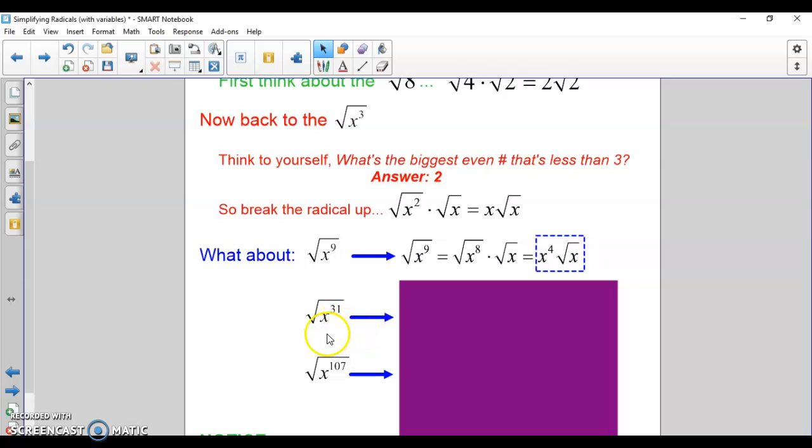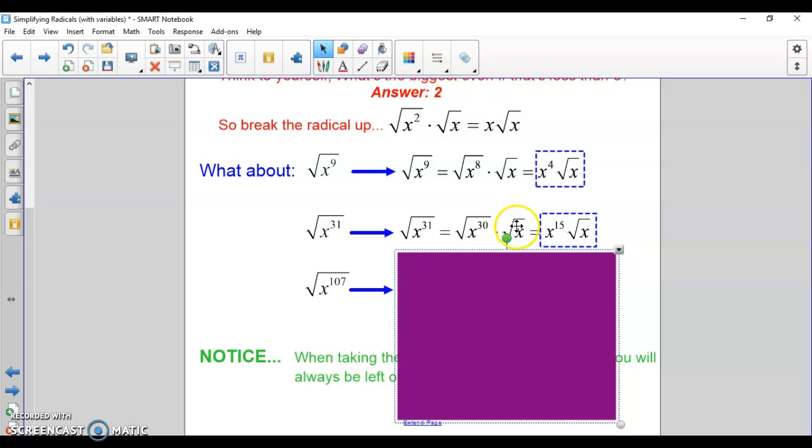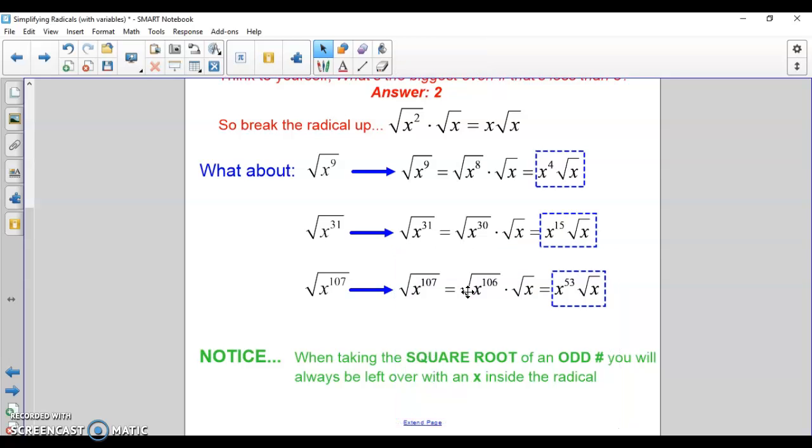31. Think to ourselves, what's the biggest even number that's less than 31? It's 30. So I break it up, 30 and 1, because 1 x is left over to get us back up to 31. Cut the even one in half to get x to the 15th, which comes out. Then I have the square root of x is just x. Same deal on this last one. What's the biggest even number that's less than 107? It's 106. 1 x left over to get us back to 107. Cut that in half with the 106 in half, it's 53. So it's x to the 53rd on the outside, square root of x on the inside.